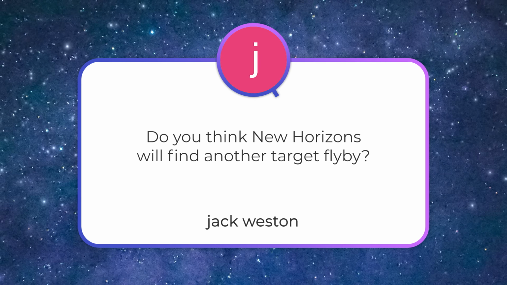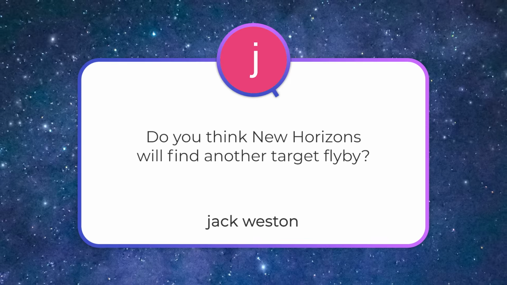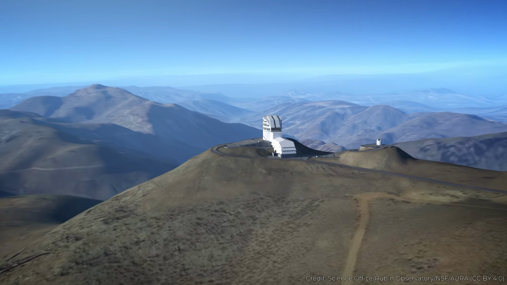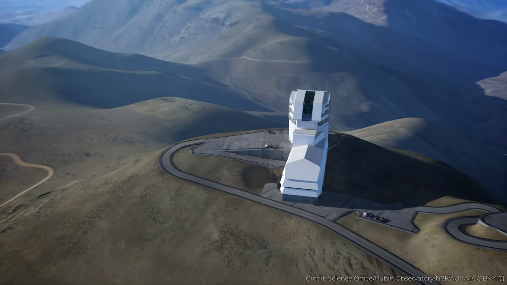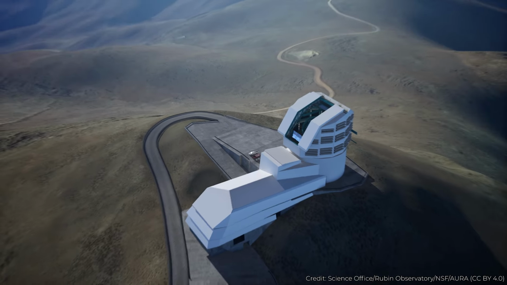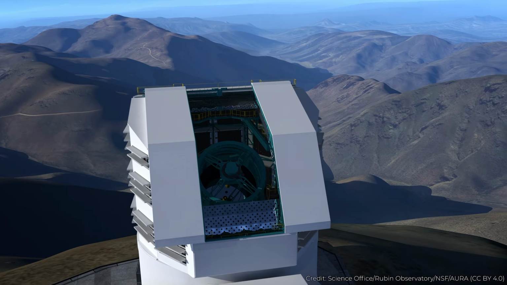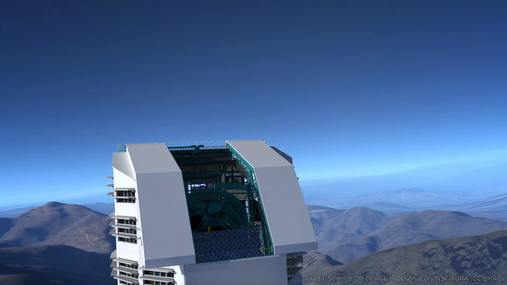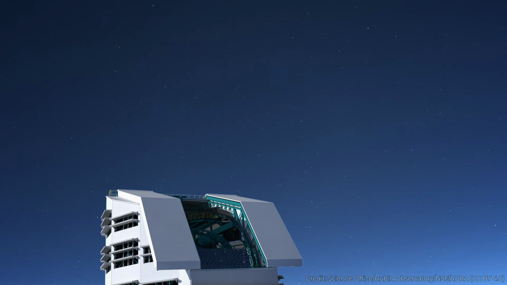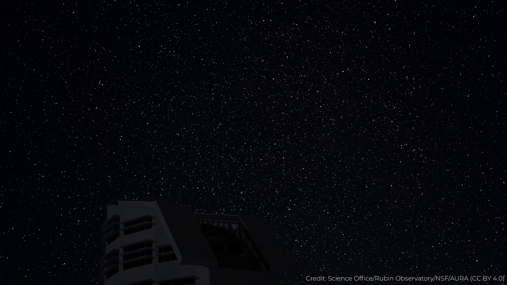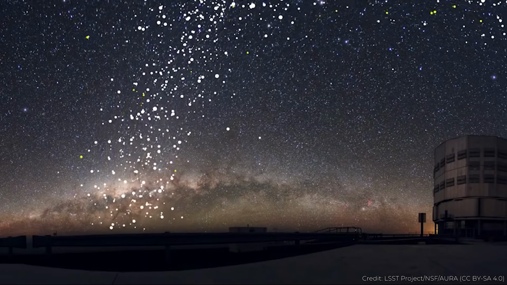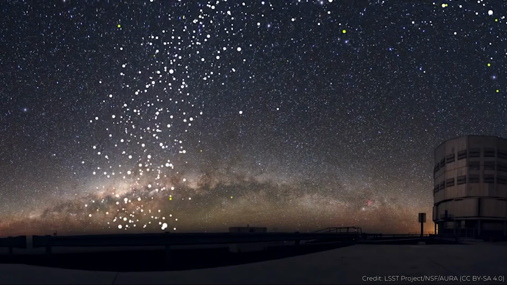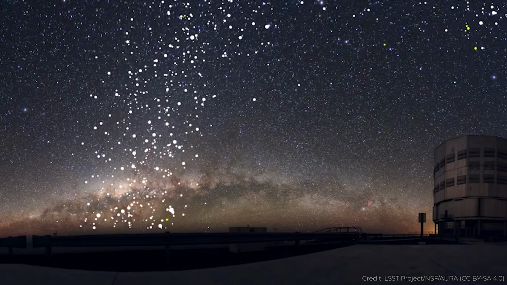Jack Westy, do you think that New Horizons will find another target flyby? I hope so. The machine that's going to be able to do this will be the Vera Rubin Observatory. It's going to come online in 2025. We're just 6 months away from first light for Vera Rubin. And then once Vera Rubin comes online, within a couple of months, it should find a whole bunch of new Kuiper Belt objects that are in the area where New Horizons is. It should find Planet 9. So hopefully it should find new targets.